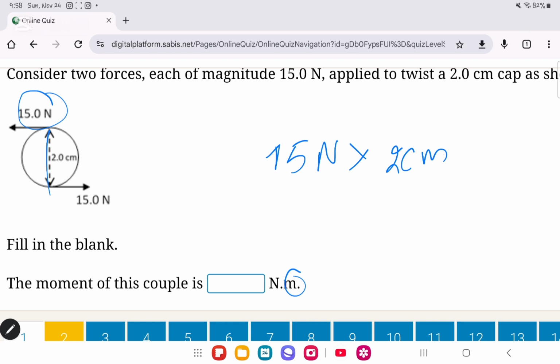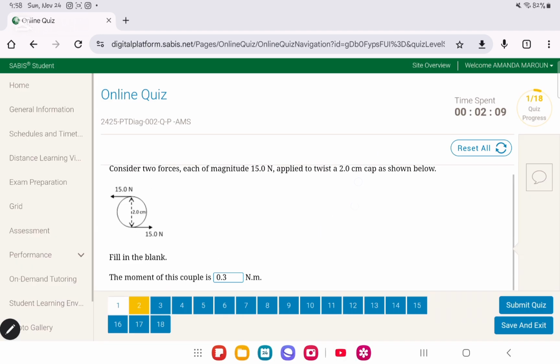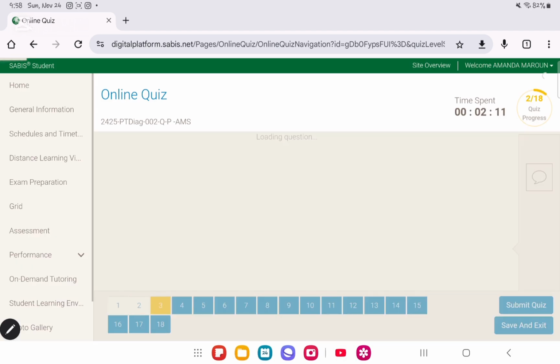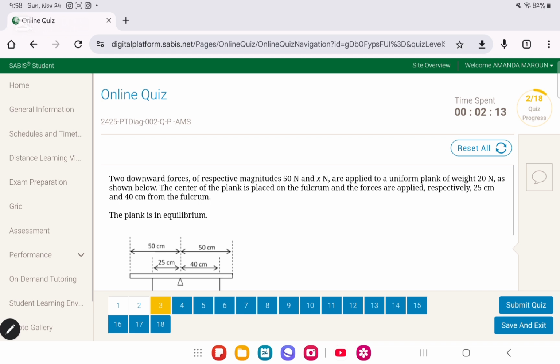Just 1 second until I get my calculator. Okay, and now to change from centimeters to meters, we are going to divide by 100. So 2 divided by 100 gives us 0.02. Multiplied by the 15 newtons, we are going to get 0.3 newton per meter. So very simply, our answer over here is 0.3 newton per meter. We move on to question number 3.